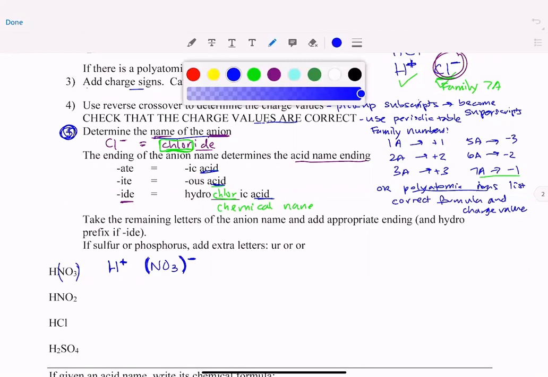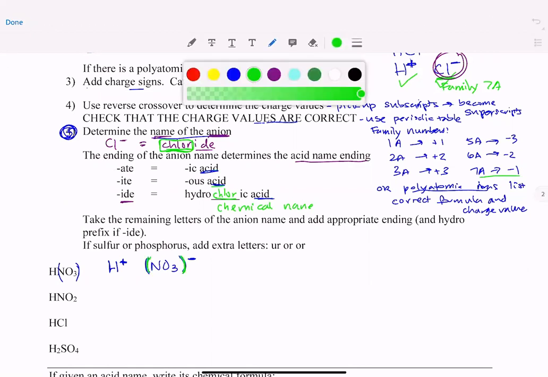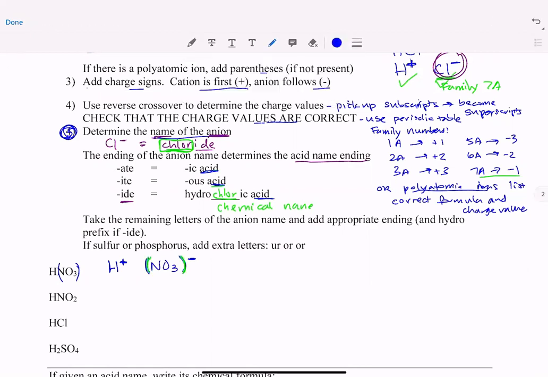You can see that because of the parentheses around the NO3, highlighted in green, I don't get to take that 3 out of the parentheses. Remember, the parentheses mean don't touch this. Don't take anything out, don't put anything in. That means there are no subscripts to pick up to become superscripts. So we check the charges. Hydrogen is +1, and this is the correct chemical formula and charge for the nitrate ion.